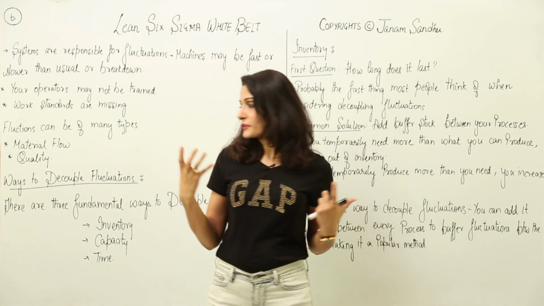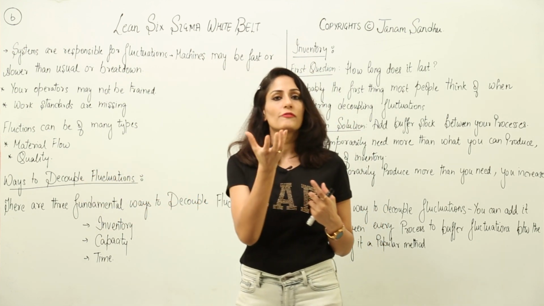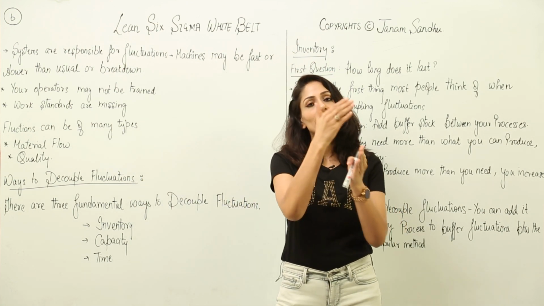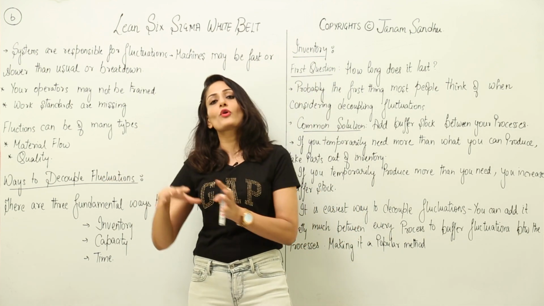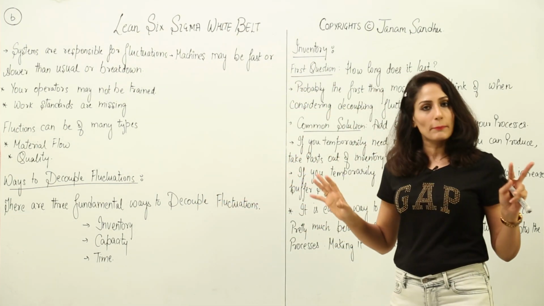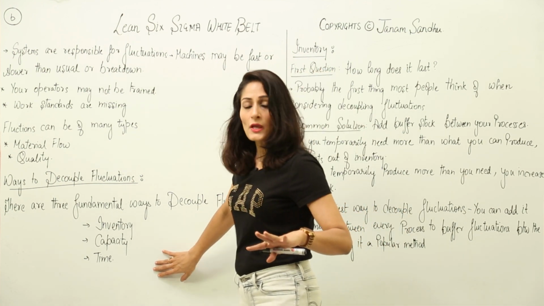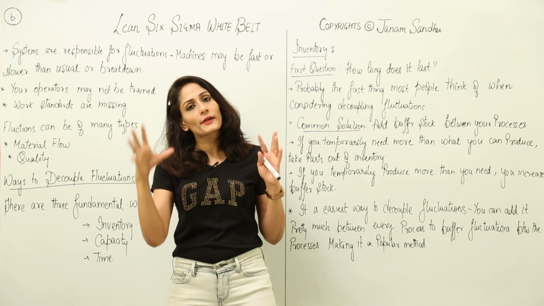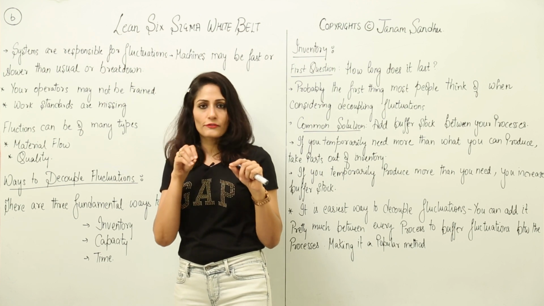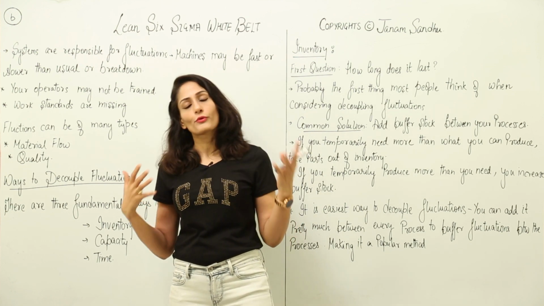So there are certain ways to decouple fluctuations. When I use this word, what I mean is how we can separate these fluctuations from our processes so that we can make them more effective. There are three fundamental ways to decouple fluctuations, and these are inventory, capacity and time. Each one has its own advantages and disadvantages, so we use a mix of these. I'll be going through each of them, so you will understand that each one has its own pros and cons.